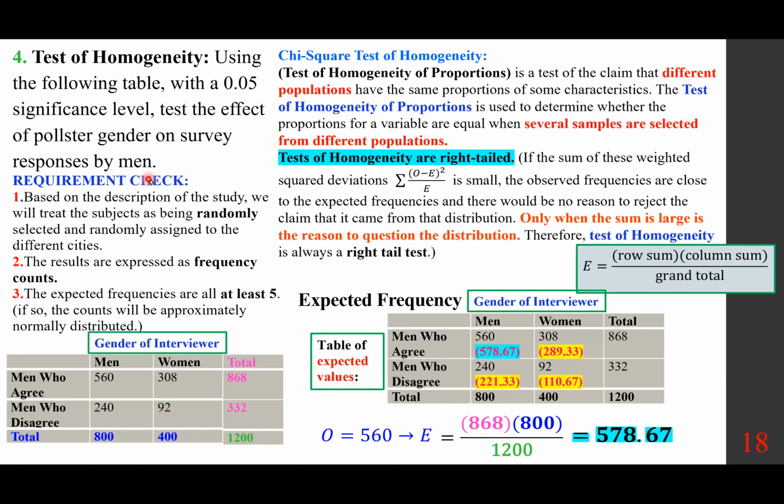So the requirements are checked. Based on the description of this study, we will treat the subjects as being randomly selected and randomly assigned to the different categories. The results are expected as frequency counts. The expected frequencies are all at least 5. As you can see, they are all way larger than 5.